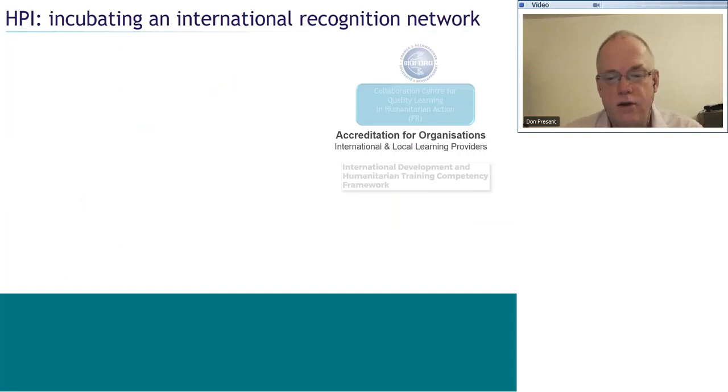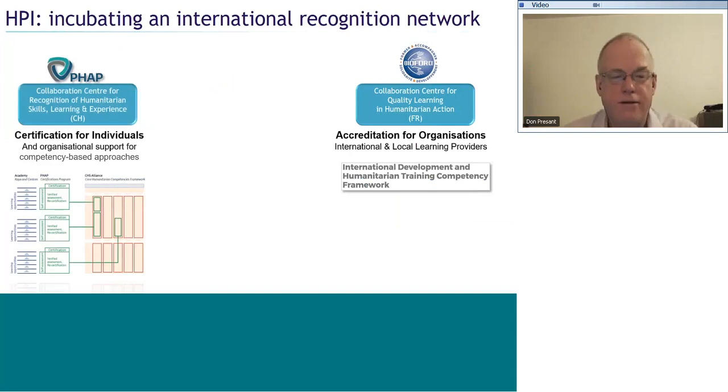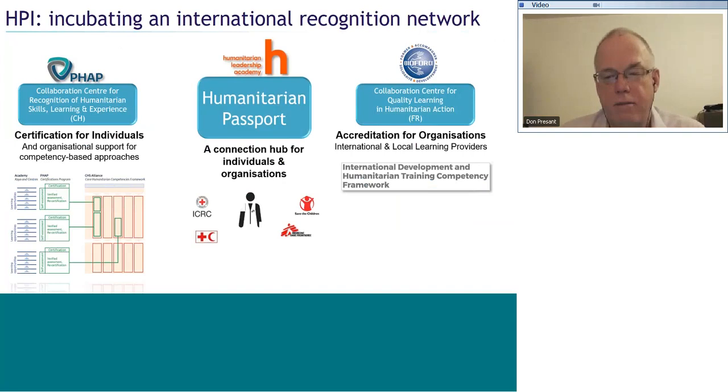So here's basically mapping the Humanitarian Passport Initiative. There's the Collaboration Center for Quality Learning and Human Action, that's based in Lyon, and that's accrediting learning and development organizations. Over on the left, there's PHAP that I've mentioned. They're actually leading the Collaboration Center for the Recognition of Humanitarian Skills. So they're the ones, you see that orange is the map of the core humanitarian competencies framework and how they're coming up with certifications that map to those. In the center is the Humanitarian Passport, which I'm told I can now say is going to be rebranded as something called HPass. Nice short little label, and so that is going to be the name, and we're just going through a rebranding phase right now.